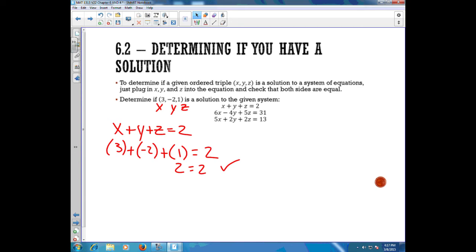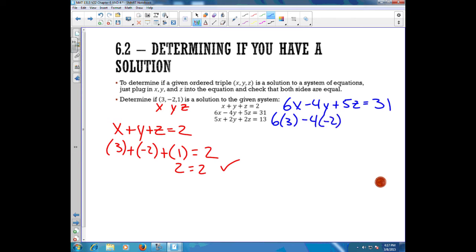Now let's try the second equation. We have 6x minus 4y plus 5z is equal to 31. So that's 6 times 3 minus 4 times negative 2 plus 5 times 1. 6 times 3 is 18 plus 8 plus 5. 18 plus 8 is 26. 26 plus 5 is 31. And so the second equation works out.